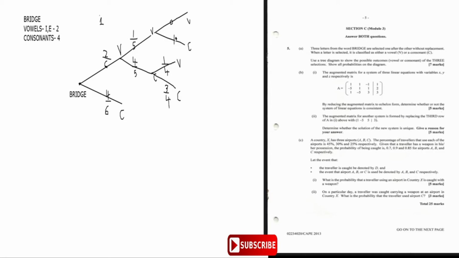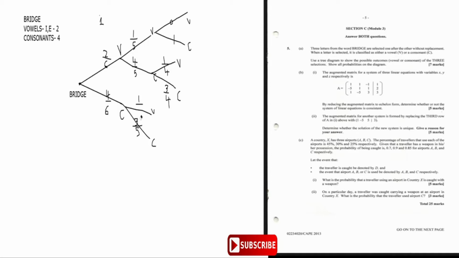Now let's say from the get-go, you did choose a consonant. I don't want these to be in clash with each other, so I'm going to extend this line a little down more. If you choose a consonant first, then you have 5 letters left back. And if you choose a consonant, you'd have 3 consonants left. And then if you choose consonant, then vowel, you choose 1 out of the 2 vowels.